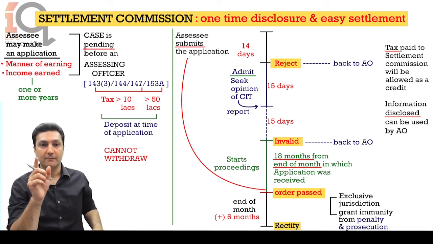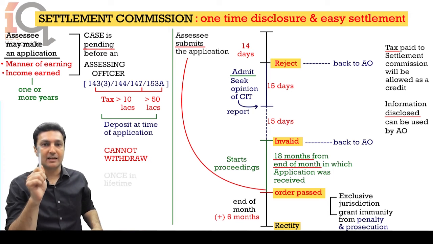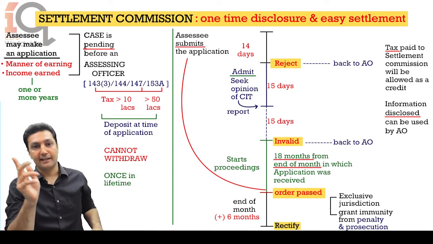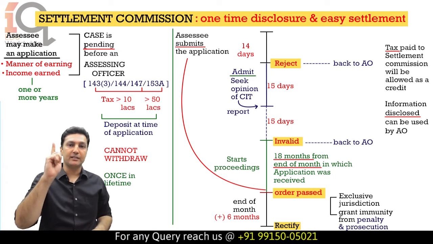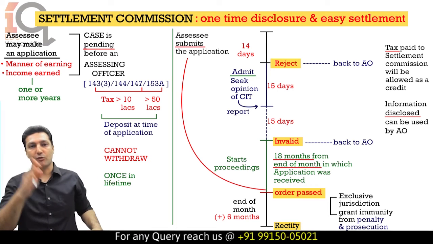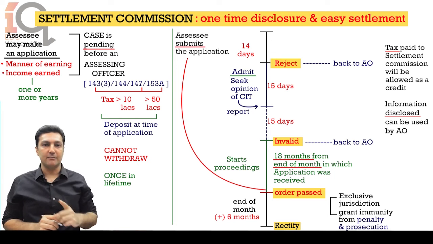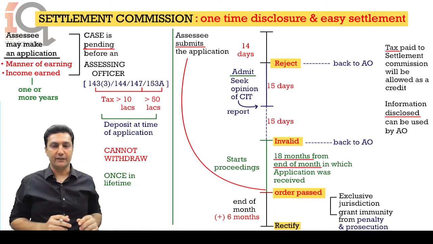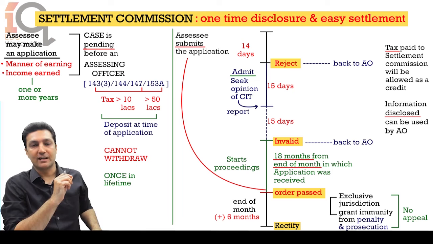But please remember, the application to the settlement commission can be made once in a lifetime. You cannot make it again and again. You can't make it a habit. But we are not saying you can make an application for 1 year. You can make an application for 1 or more years, but only once. And that 10 lakh and 50 lakh limit is not per year. It is either in 1 year or the aggregate of years. No appeal can be filed against the order of the settlement commission.